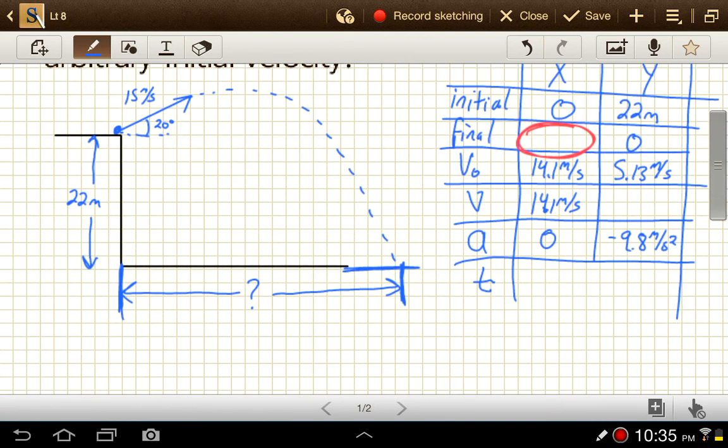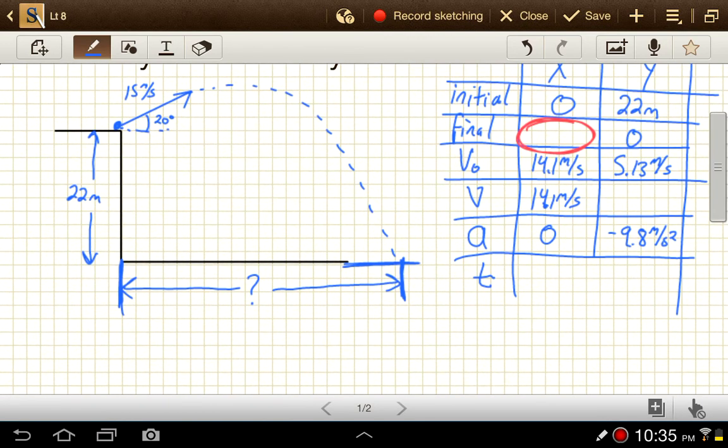Okay, so in the y direction, let's try this equation again. y is equal to y naught plus v naught y times t plus 1/2 a y times t squared. Whoops, I was making up equations there. Don't make up your own equations. Newton did a nice job for us. Don't need to reinvent the wheel, just use the equations we're given.